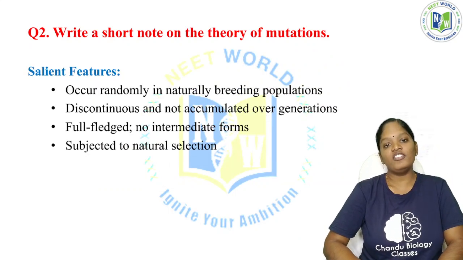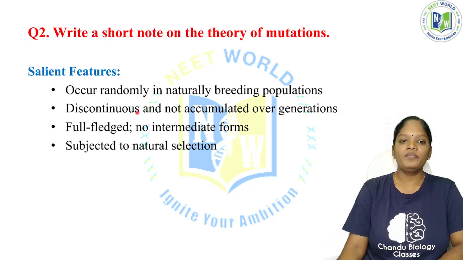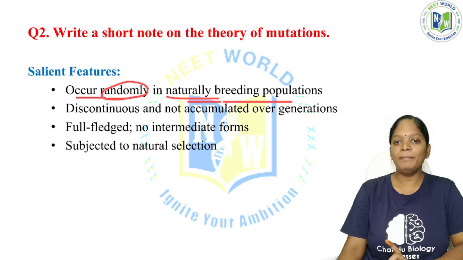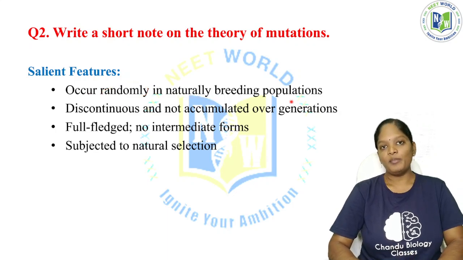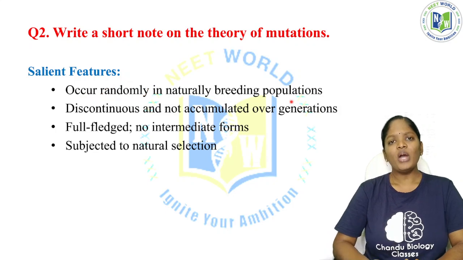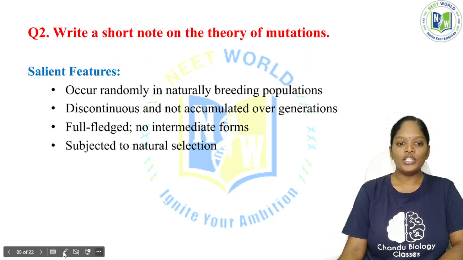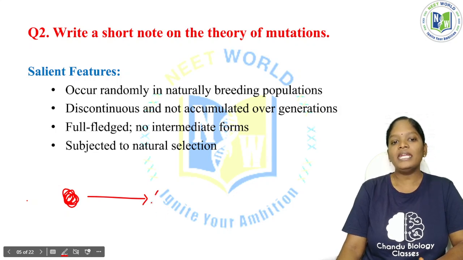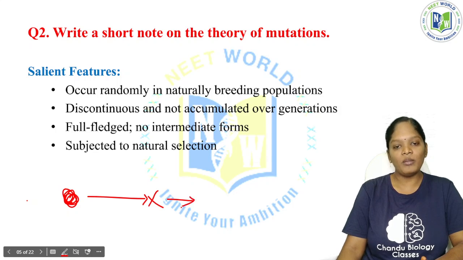What are the salient features of the mutation theory? See, they occur randomly in the naturally breeding populations. Okay, so there is a population. As I have mentioned before, there is a common species, one ancestor. With a changing environment, if this ancestor doesn't acquire any new variation, it couldn't survive. It will be out of the competition, and it will evade from the ecosystem.